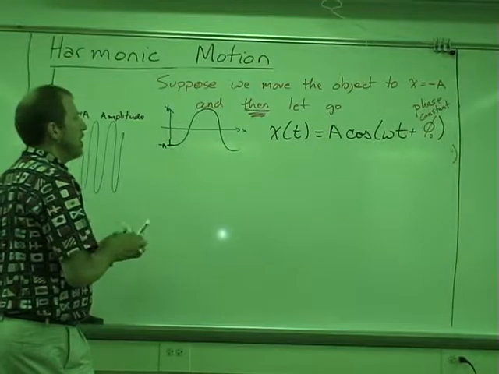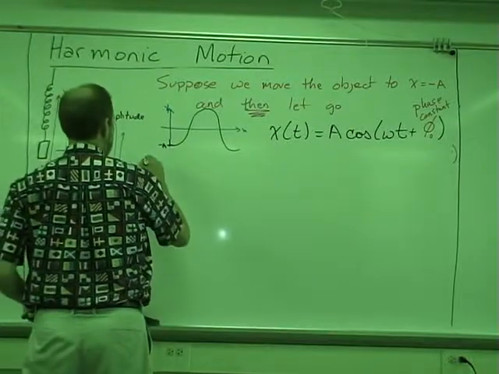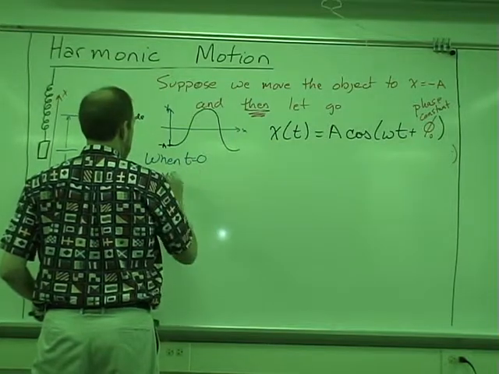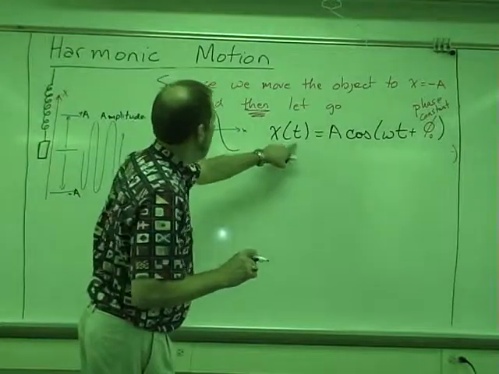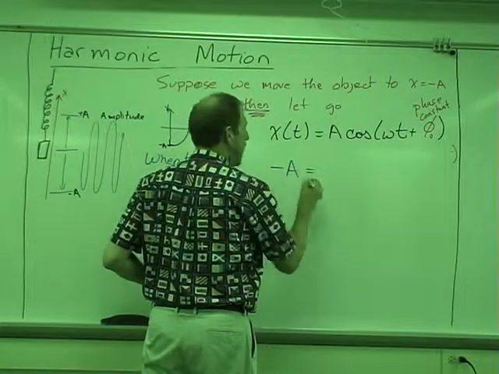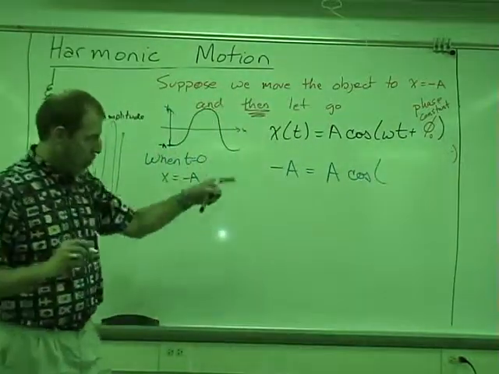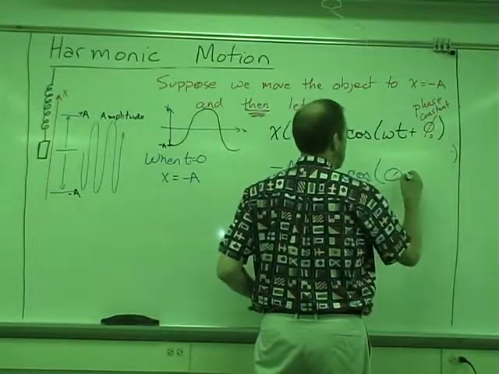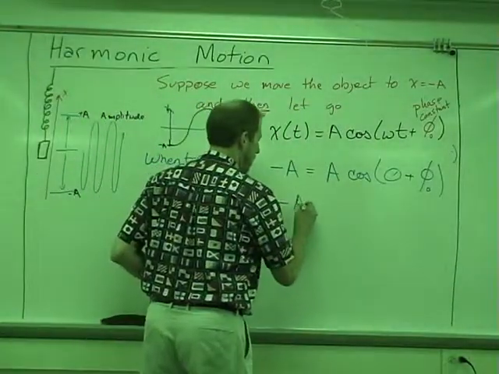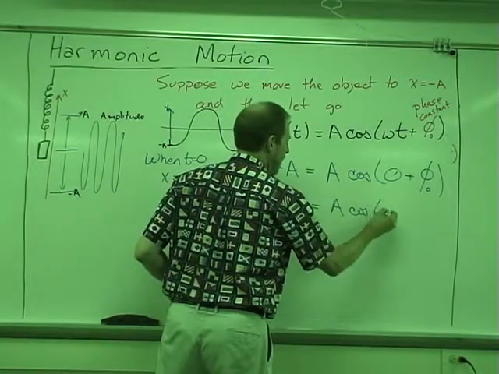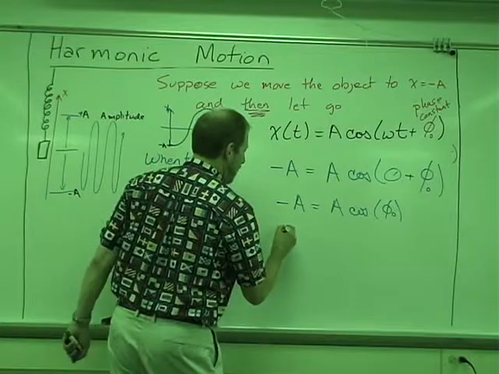Okay, at t is equal to 0, x is equal to negative A. So let's just put it into this equation. t is equal to 0, x is equal to negative A, which is equal to A times the cosine of omega t, which is 0, plus the phase constant, or negative A is equal to A times the cosine of the phase constant, or I can divide both of these sides through by A.